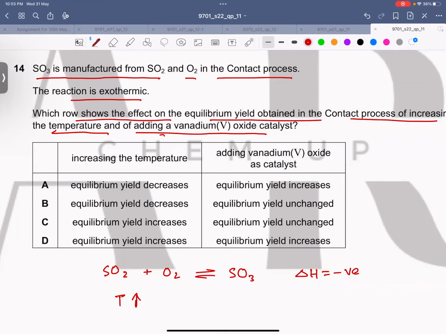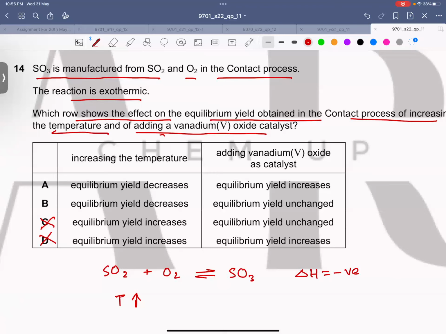Very good, because an increase in temperature favors the reaction which is endothermic. So if it shifts to the left, the yield would decrease, and this makes C and D wrong. So C and D are eliminated. Now we have to choose between A and B.